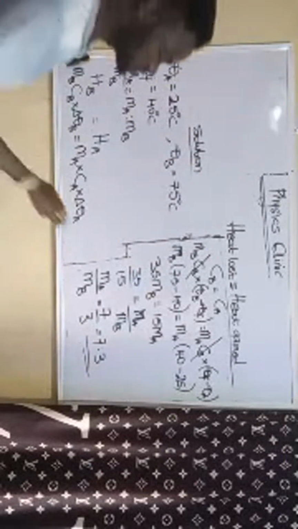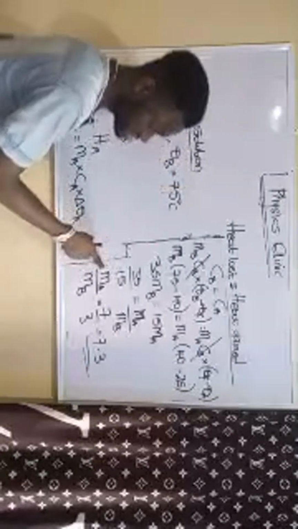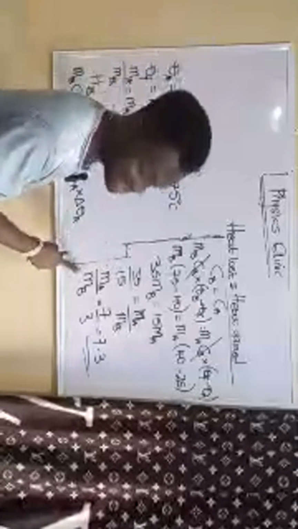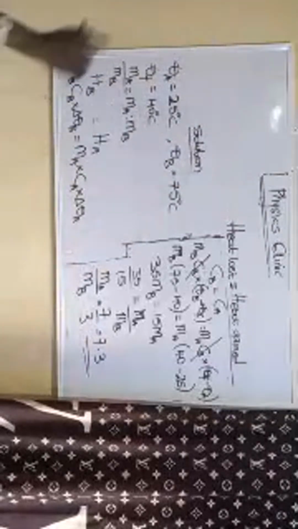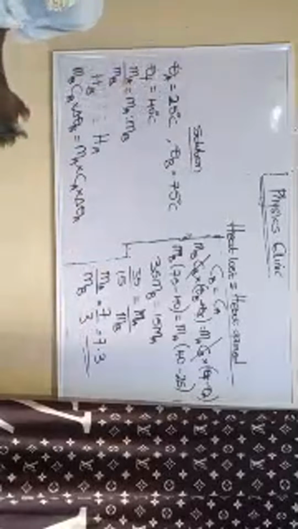So the ratio of the mass of water in tap A to the mass of water in tap B is giving us 7/3 or 7:3. Solution provided. Once again, step by step. There's no need to rush it.